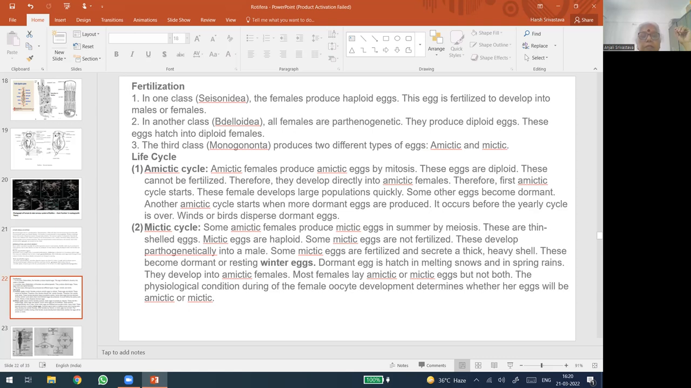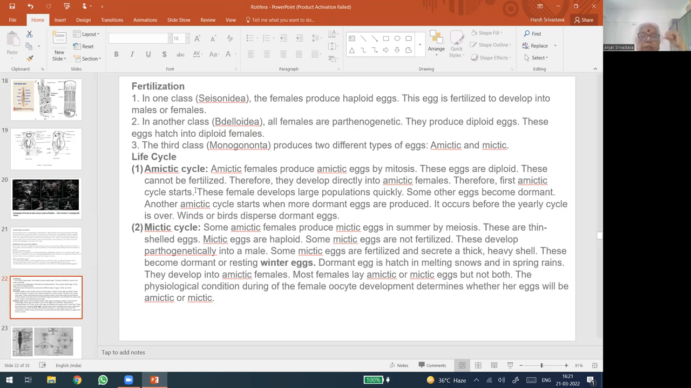Then another cycle is the mictic cycle. Some amictic females produce mictic eggs in summer by meiosis. These are thin shelled eggs. The eggs are haploid. Some mictic eggs are not fertilized. They develop into a male. The haploid eggs jab unfertilized hote hain, parthenogenetically they develop into male, whereas mictic eggs that are fertilized secrete a thick heavy shell. These become dormant or resting winter eggs.